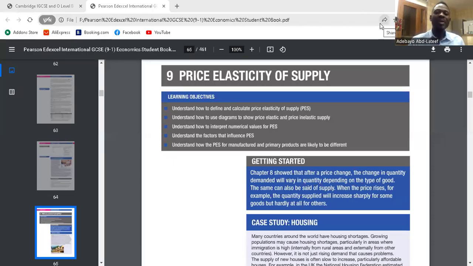Great. So when we talk about price elasticity of supply, basically we're talking about the responsiveness of firms to a change in price. So not only consumers respond to price change, firms do respond to price changes too. So let's go down.